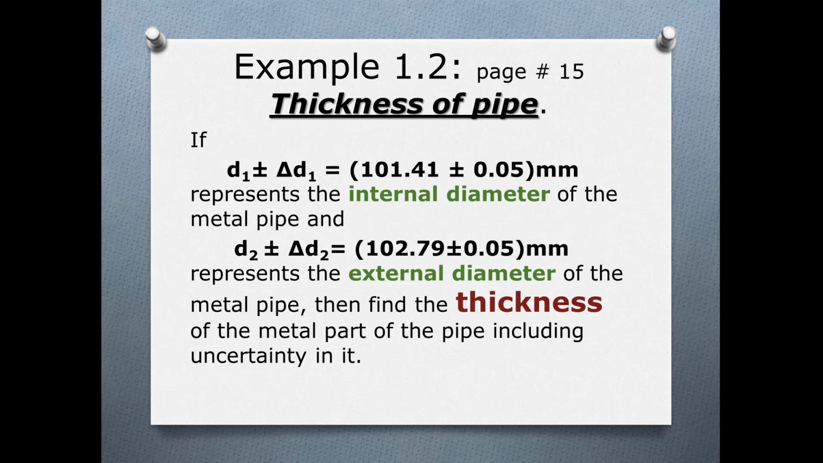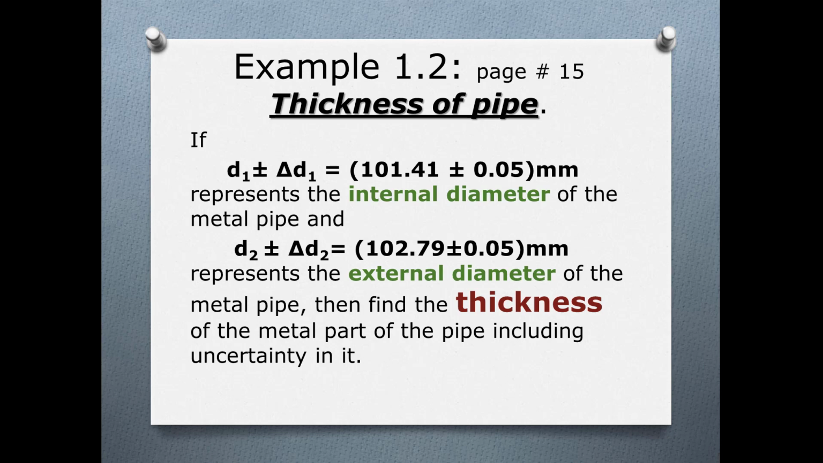That is example 1.2, page number 15, thickness of pipe. What is the statement provided? If d1 plus minus delta d1, where d1 is the actual value and delta d1 is the absolute uncertainty, is equal to 101.41 plus minus 0.05 millimeters, representing the internal diameter of the metal pipe, and d2 plus minus delta d2, actual value plus minus uncertainty, is equal to 102.79 plus minus 0.05 millimeters, representing the external diameter of the metal pipe. Then find the thickness of the metal part of the pipe including uncertainty in it.